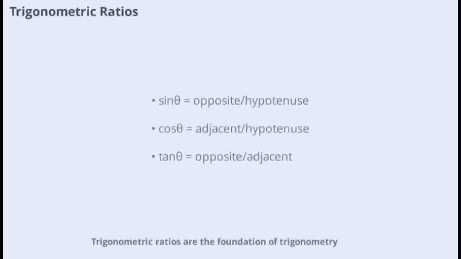As we move forward, keep in mind how these sides relate to each other and to the angles within the triangle. Trigonometric ratios are the foundation of trigonometry. The three primary ratios are sine, sin, cosine, cos, and tangent, tan. These ratios relate the angles of a right-angled triangle to the lengths of its sides. Specifically, sine is the ratio of the opposite side to the hypotenuse, cosine is the ratio of the adjacent side to the hypotenuse, and tangent is the ratio of the opposite side to the adjacent side. These relationships allow us to solve for unknown sides or angles in triangles, making them incredibly useful in a variety of mathematical problems.